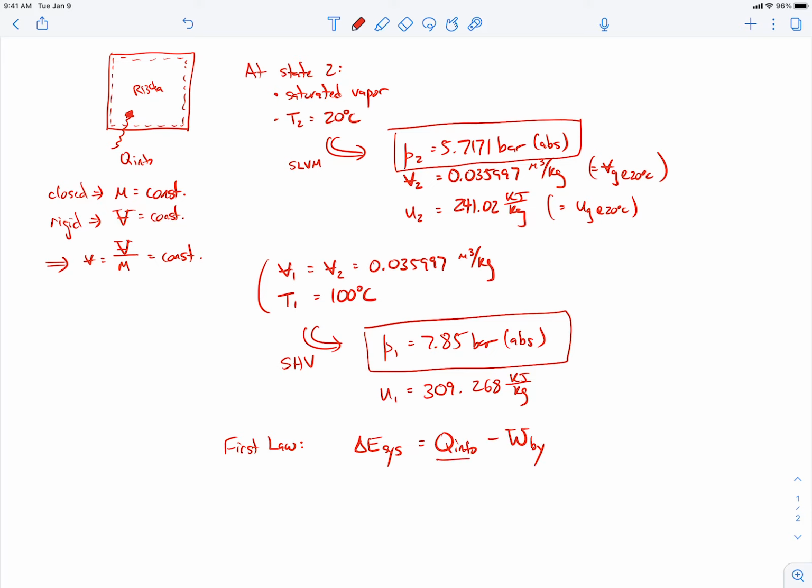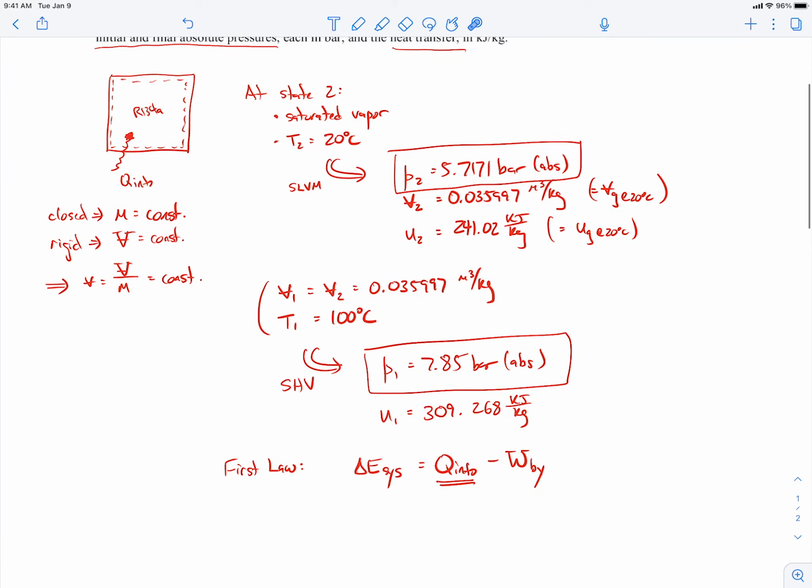And we're trying to find the heat transfer into the system. So that's what we're looking for. Now the work done by the system here is going to be 0. And the reason I know that is because we're dealing with a closed rigid tank. Since it's rigid, there's no volume change, so there's no PdV work. There are no rotating shafts, no electricity, no springs, so there's no other work either. So this is just going to be 0.